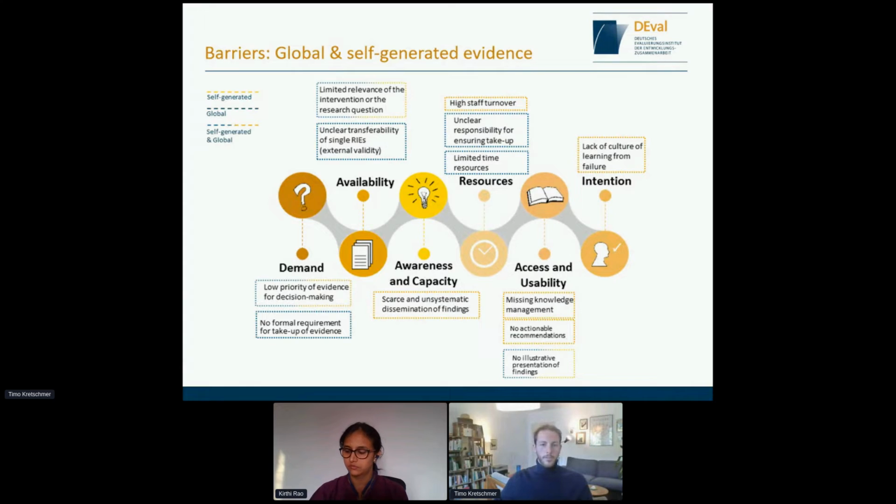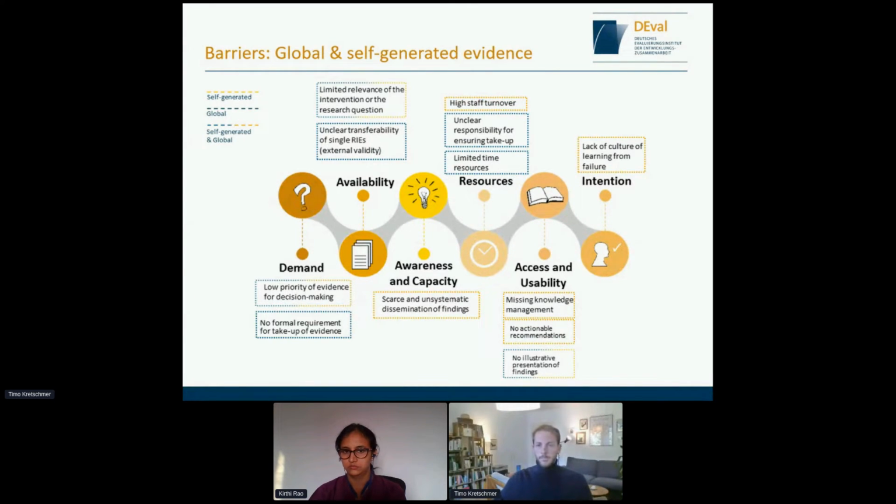And we also have findings that are not presented in a very illustrative way. And then last but not least, we don't really see a culture of learning from failure here. And I should probably say that those are just the barriers that we identified as being the most relevant. We identified a whole lot more. So this is just the most relevant excerpt.